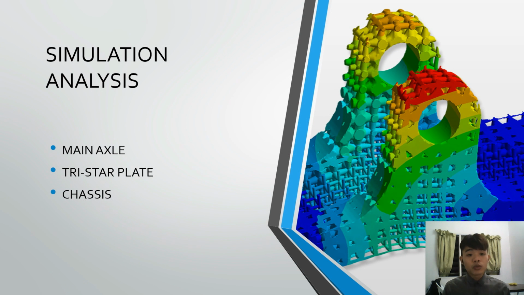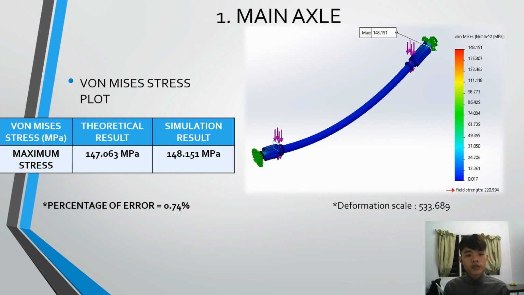So moving to the simulation analysis of the trolley, a total of three main parts of the trolley, which are the main axle, tri-star plate, and chassis, are selected to undergo the FEA simulations in SolidWorks Simulation Workbench. These analysis results are interpreted into three main plots, which are the von Mises stress plot, displacement plot, and also the factor of safety plot. So the first part is the main axle.